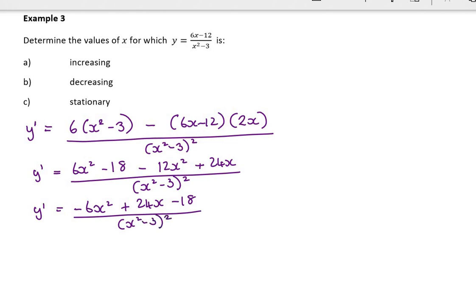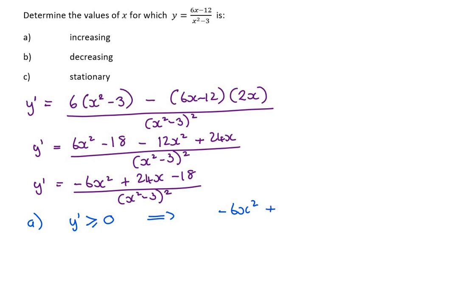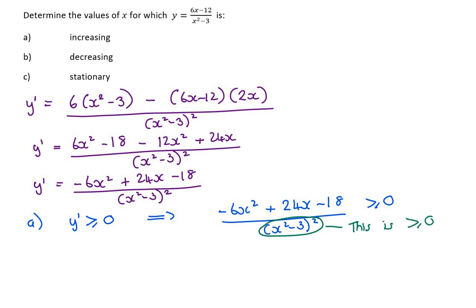Now this seems horrible to work with, but it's not really a problem, because in question A, for increasing, I would need y dashed to be greater than or equal to 0, or just greater than. It doesn't really matter. Now that's actually really easy, because that means that negative 6x squared plus 24x minus 18 all over this denominator has to be greater than or equal to 0. But this is positive. So this is greater than or equal to 0 for all x is an element of reals. And so I don't have to worry about that.